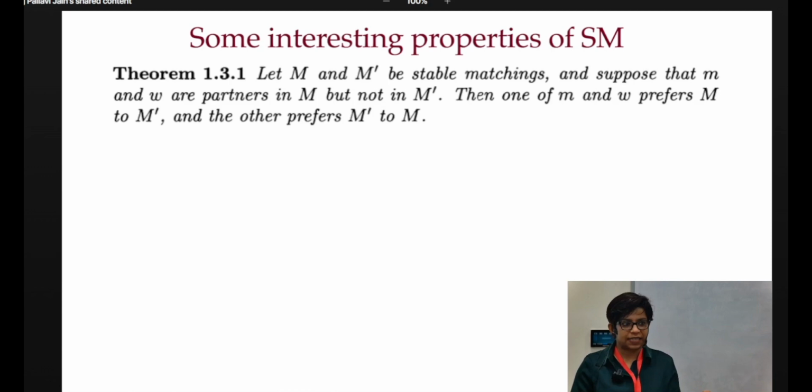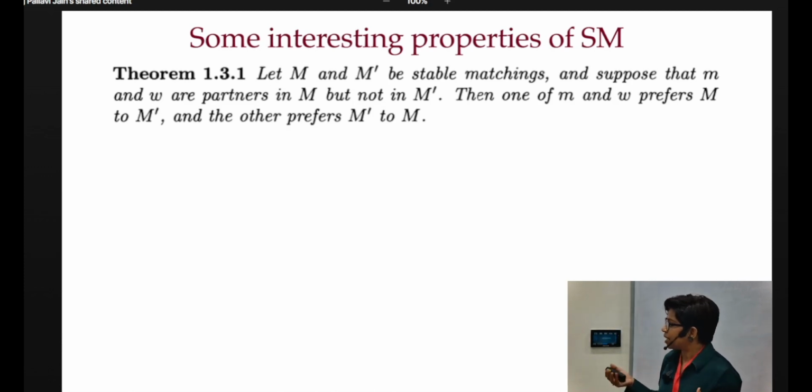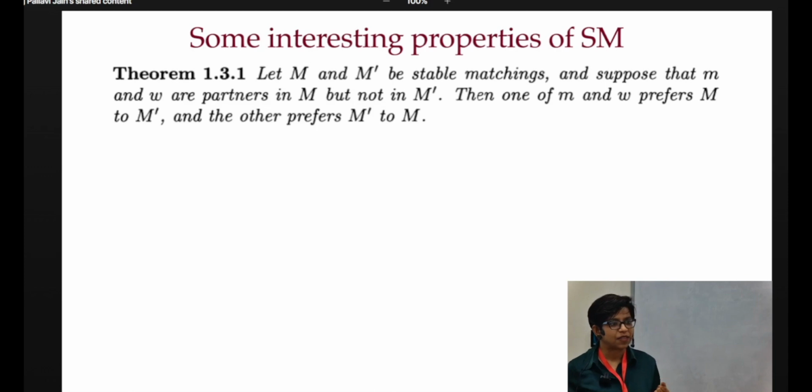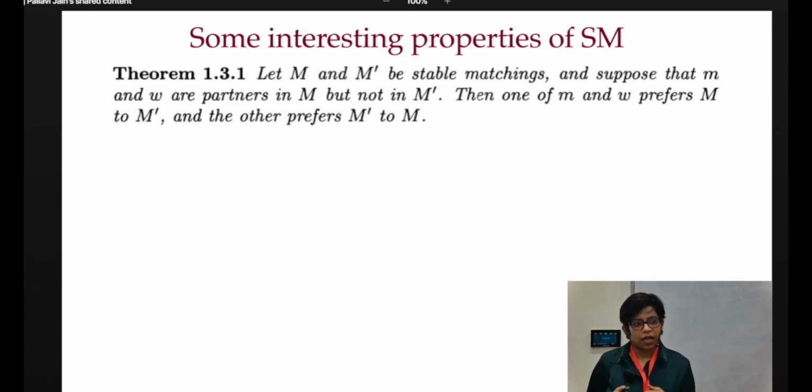So with that in mind, there are too many M's going around, so I am going to say mu and mu prime. If the man prefers the matching mu, then the woman prefers mu prime, and vice versa. So what does this tell us then? Can you draw some conclusions from it?